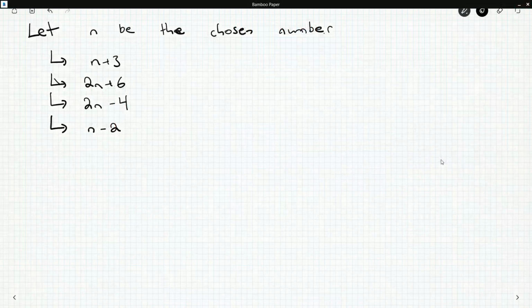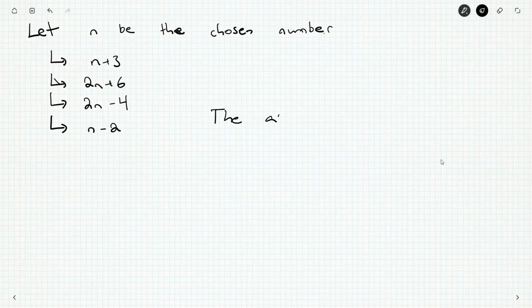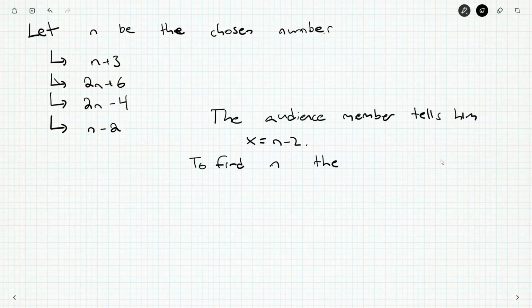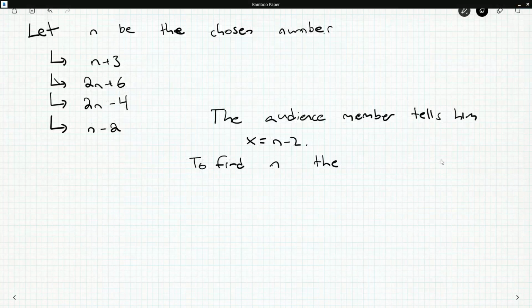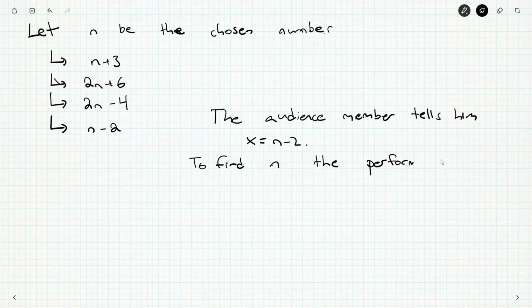So the audience member tells him x equal to n minus 2. To find n, is it a magician or an entertainer or something? A performer. The performer can just use x plus 2 equals n. Okay, we clearly say x is what he's been told. Here's the quick formula to get n, the original number chosen by the audience member.